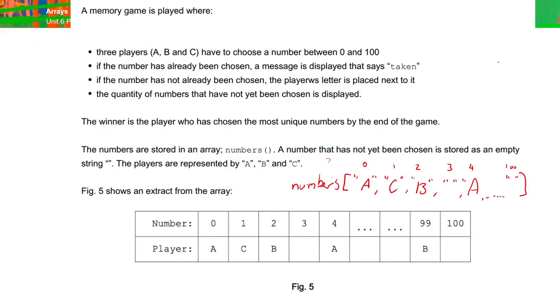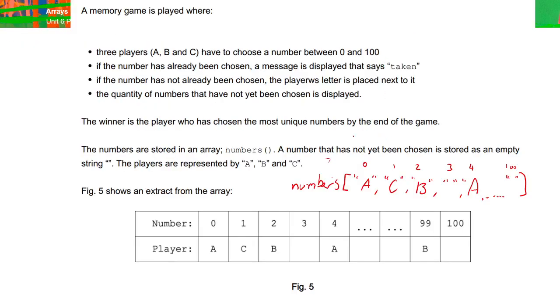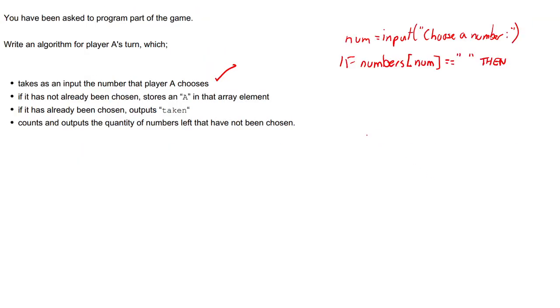So let's say I chose number 3. Okay, I type in num becomes 3. If numbers 3 is blank, so let's go back. Numbers 0, 1, 2, 3 is blank. What do you want to happen? Stores an array in that element.